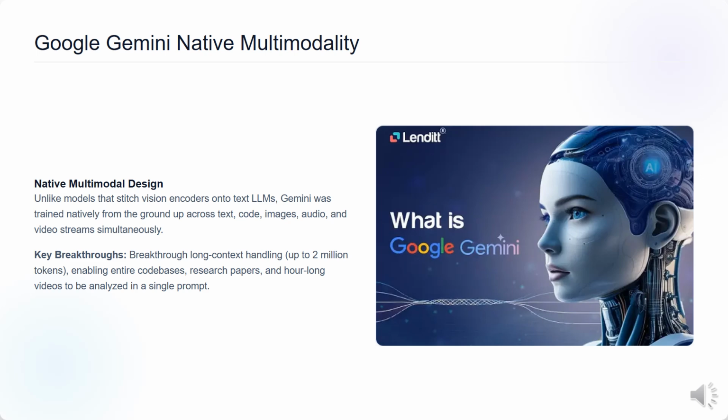Another important capability mentioned on this slide is long context handling. Context refers to the amount of information the model can consider while generating the answer. A large context window is useful when working with very large documents, research papers, large code bases, or long videos. Therefore, Gemini is particularly useful for applications where different types of data need to be understood together.